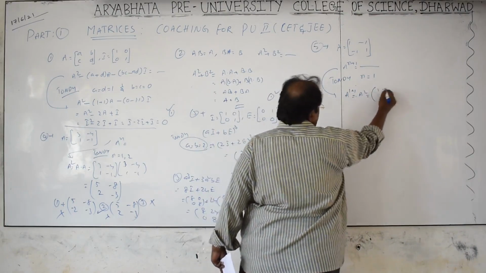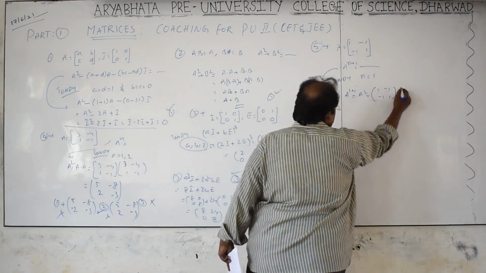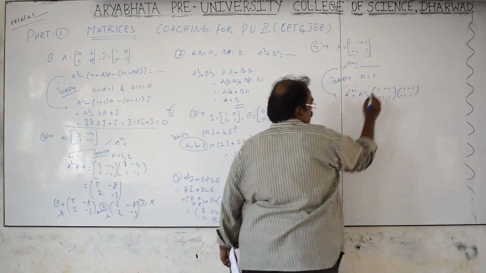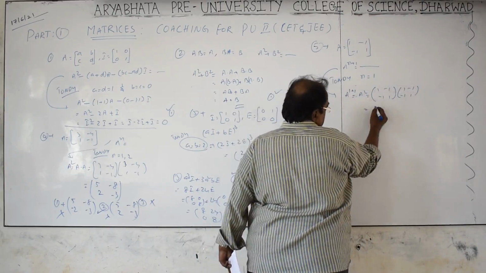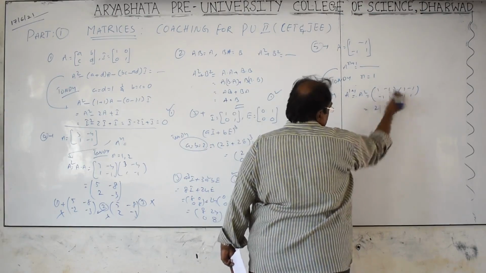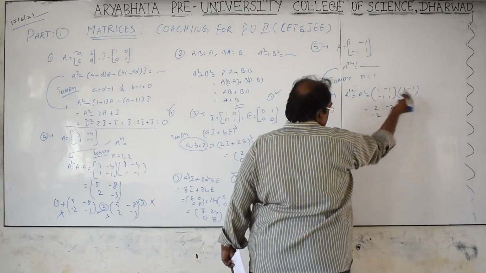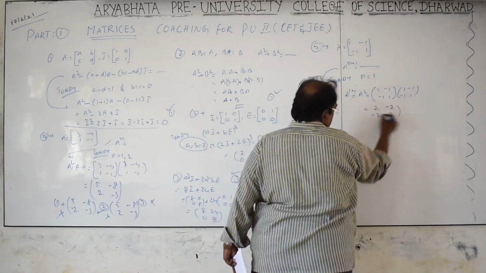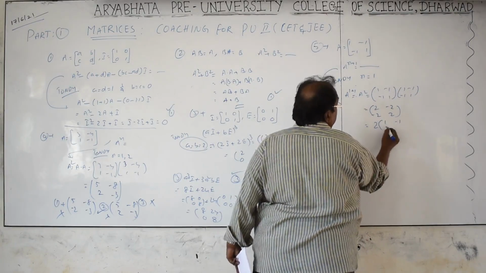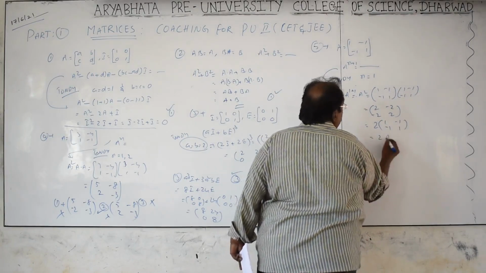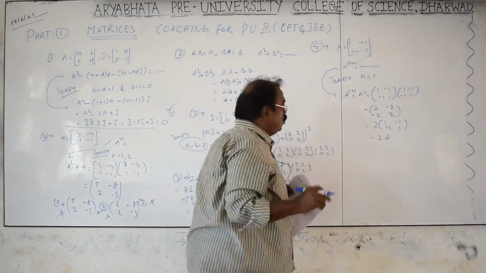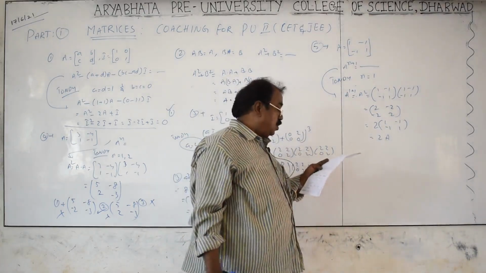A square means 1 minus 1 minus 1 1 into 1 minus 1 minus 1 1. Okay? 1 into 1 is 1, 1 plus 1 is 2, minus 1 minus 1 is minus 2, and 1 plus 1 is 2 will come. If you take 2 as common, 1 minus 1 minus 1 1, it is 2A. Okay? A square is equal to 2A.